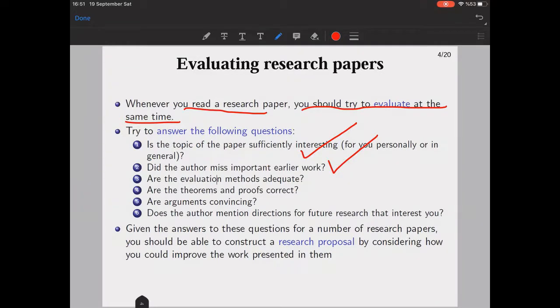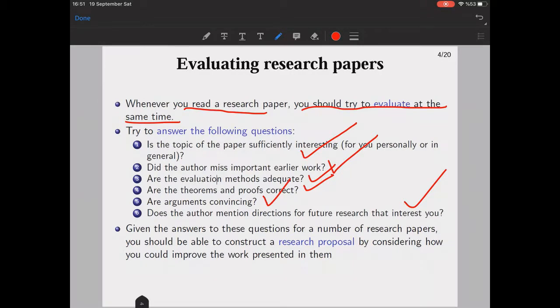And are the evaluation methods adequate? And are the theorems and proofs correct? And are the arguments convincing? Are the arguments of the paper convincing? And does the author mention directions for future research that interest you? This is also important. I mean, you can put this or summarize this in a way too, but it's up to you.